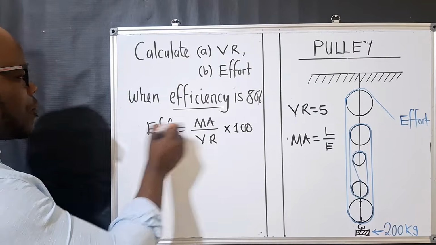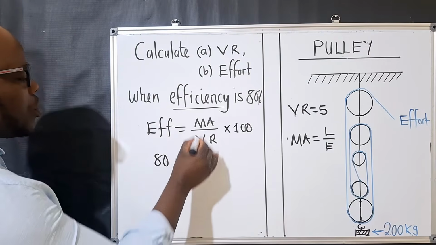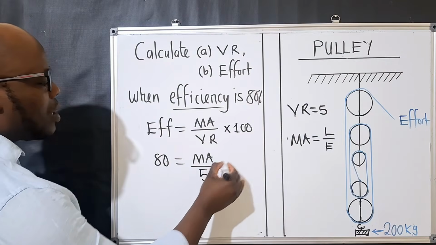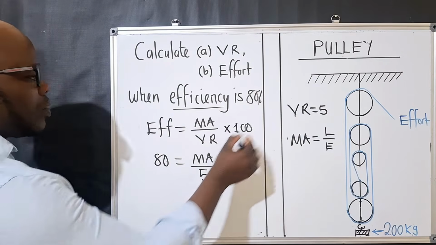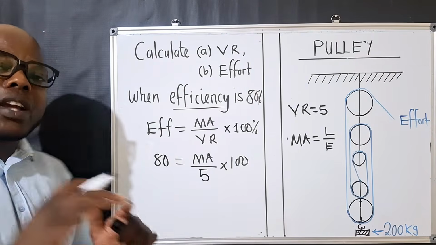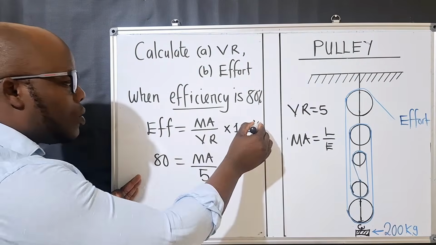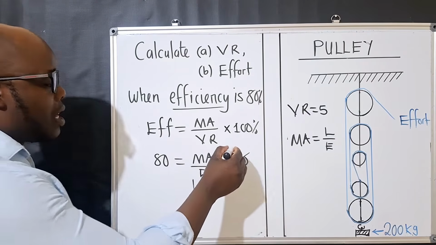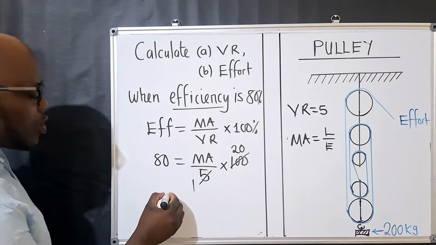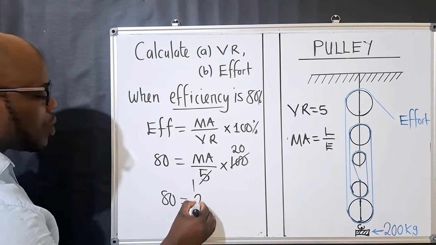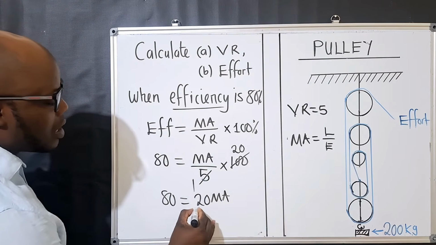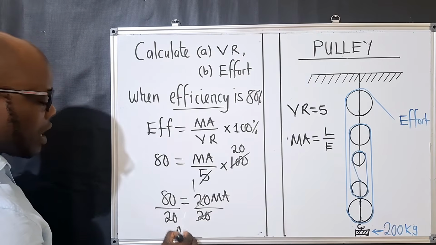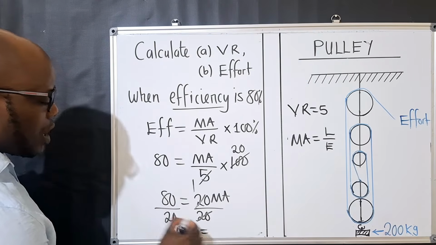So let's do this. What is our efficiency? That is 80, which is equal to mechanical advantage over velocity ratio, which is 5, times 100. This is a percentage, 100%. So forget about the percentages when calculating, because this percentage and the percentage will cancel. So 5 into 5 is 1, into 100 here will give me 20. So I'm going to get 80 is equal to 20 mechanical advantage. Divide by 20, divide by 20. This and this will go. Mechanical advantage will be equal to 4.